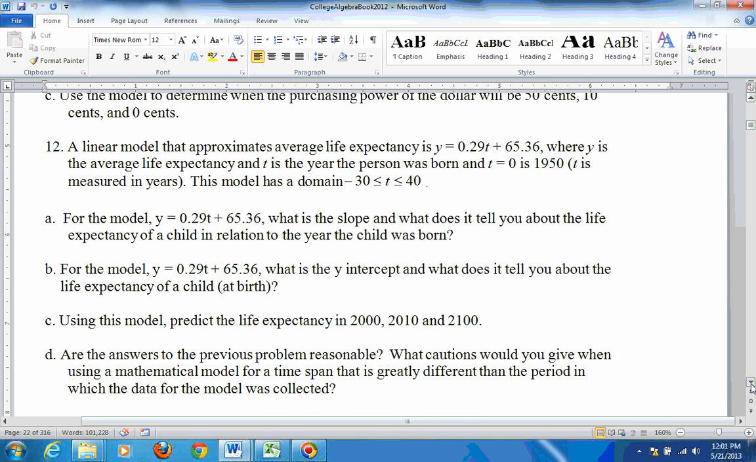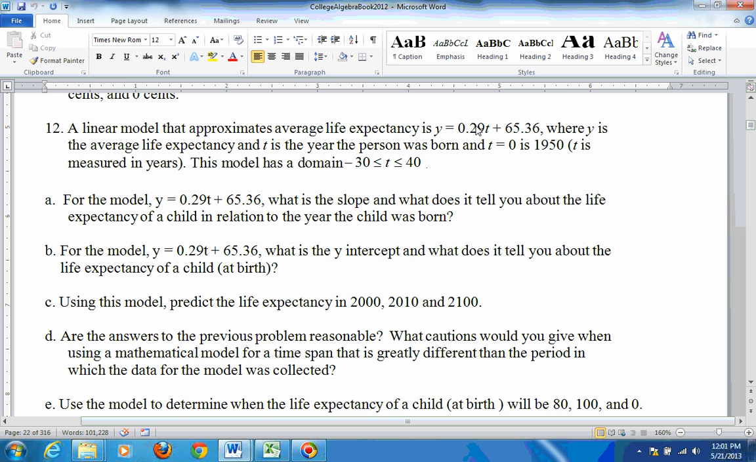This is the same type of thing on 12, where you have the slope. This is the life expectancy. Here's the slope. It's going up 0.29 years every year. Life expectancy is going up by 0.29 of a year every year. And then this is the y-intercept. This means that according to this model, at t equals 0 in 1950, the expected life expectancy was 65.36.